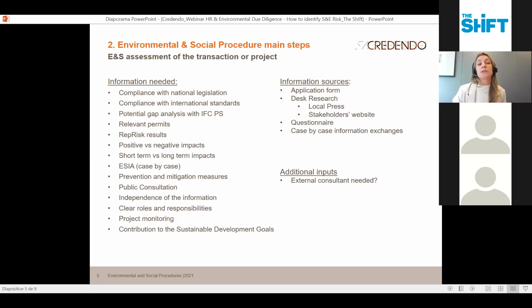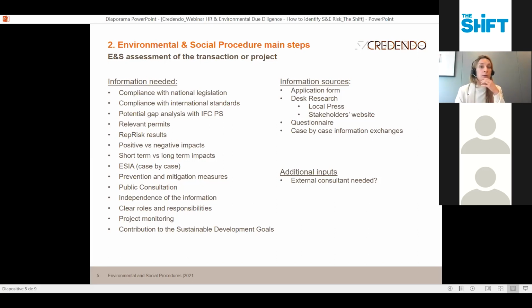What kind of information is important to assess the environmental and social risks and issues when you are far away, because we cannot go to every project site? So we are basically behind our computer. We will have to evaluate the legal framework. From one country to another, the legal requirements are really different regarding the environmental and social aspects. We will do a benchmark with international standards.